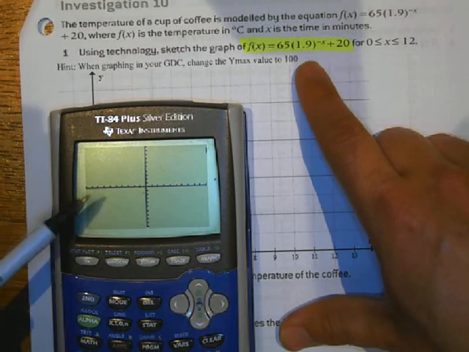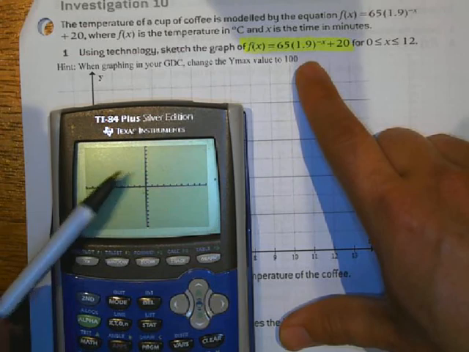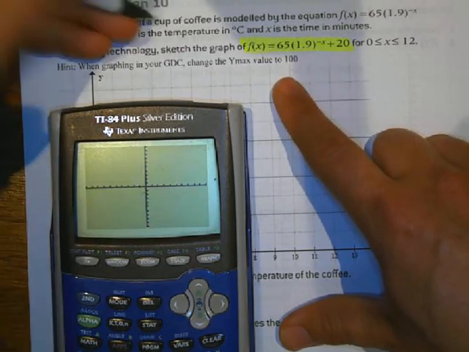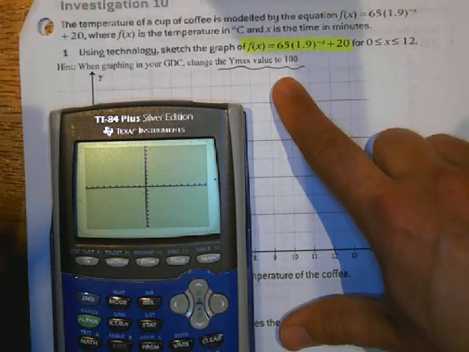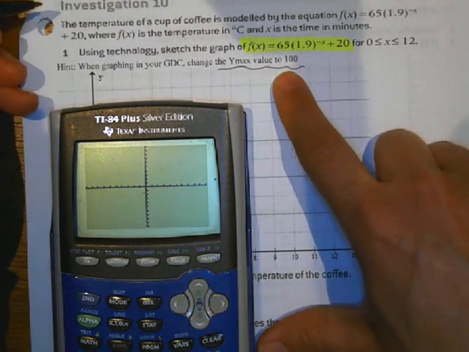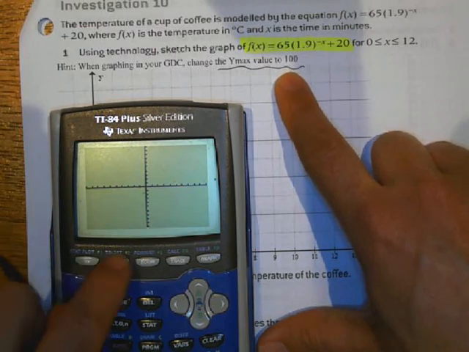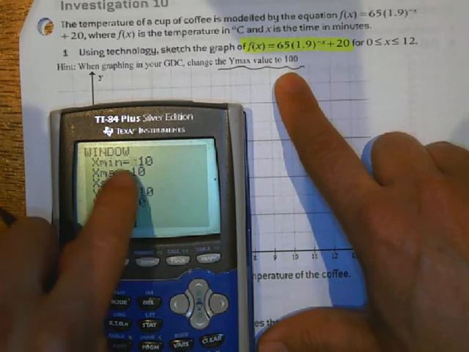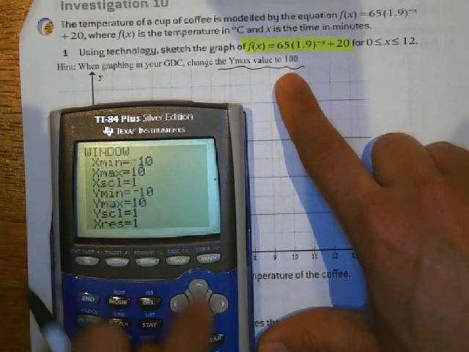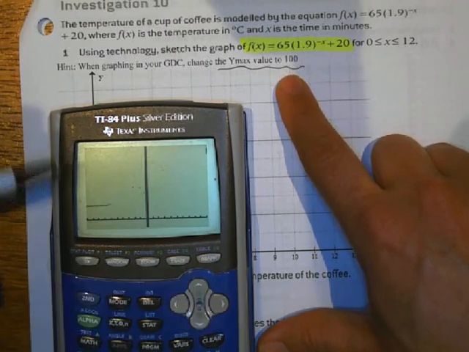Notice, first of all, you can't see anything here, right? When you see something like this, you're going to need to adjust the graph. I've given you a hint here that we need to change the Ymax value to 100. So how do I change the Ymax value? If you hit Window, then we have these values here, and I can change the Ymax value to 100. Now I can hit Graph again, and there we go. There's my graph.